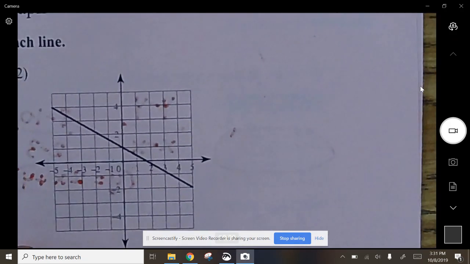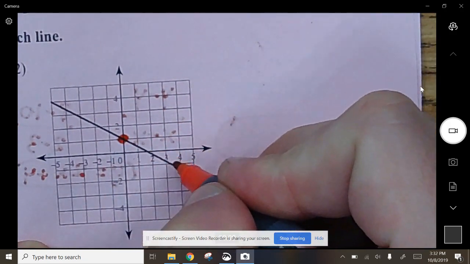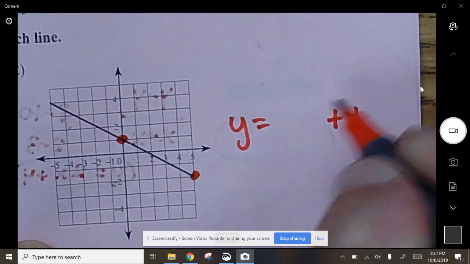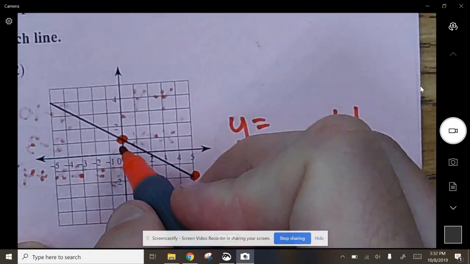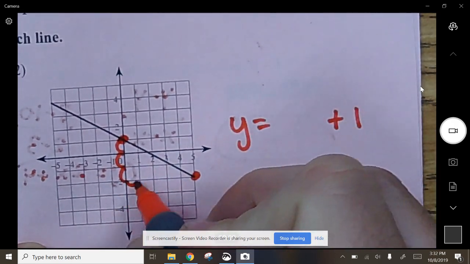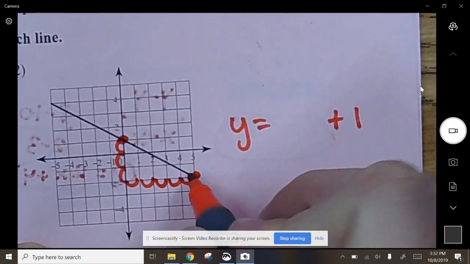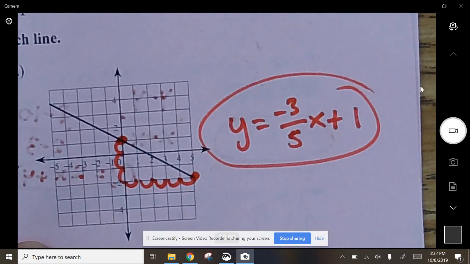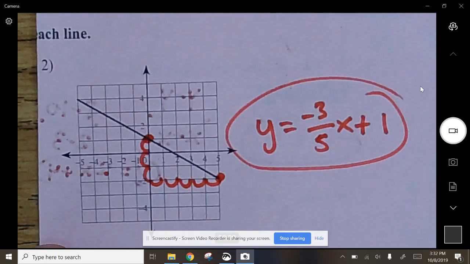All right, number 2. This is a point, and keep following along, and this is a point. It's plus 1, because that's my y-intercept. I'm going down 1, down 2, down 3, over 1, over 2, over 3, over 4, over 5. Down 3 over 5, x. Number 2.